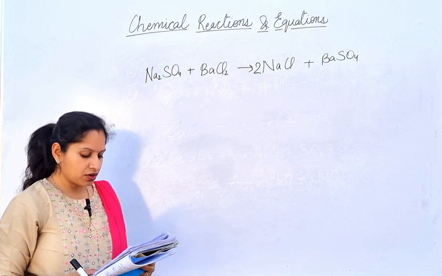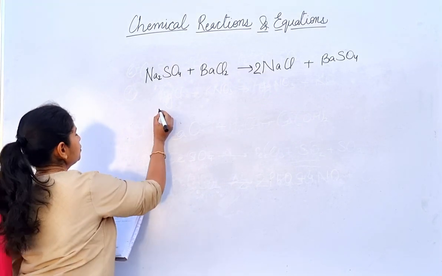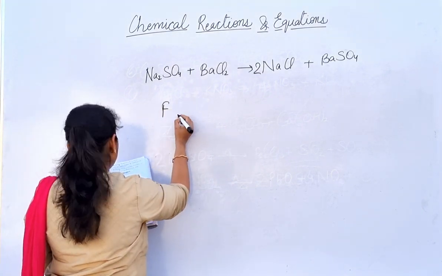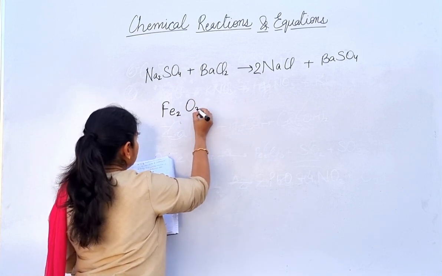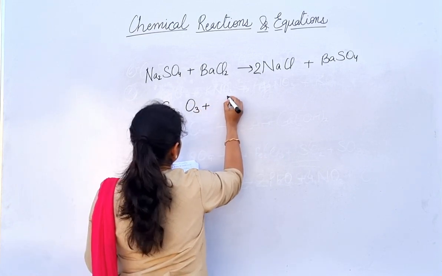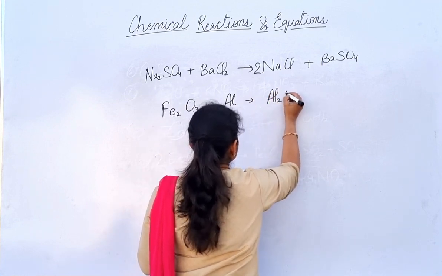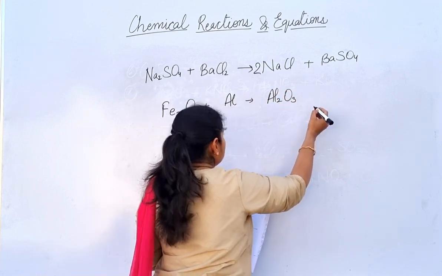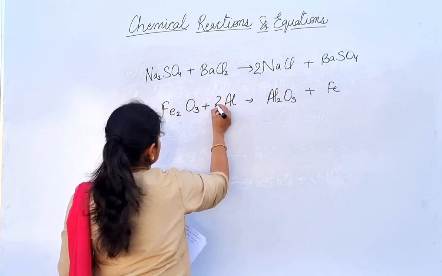Next, for the next equation, you just have to tell which type of reaction it is. I am writing the reaction. Ferric oxide combines with aluminium to form aluminium oxide plus iron. We need to balance it.